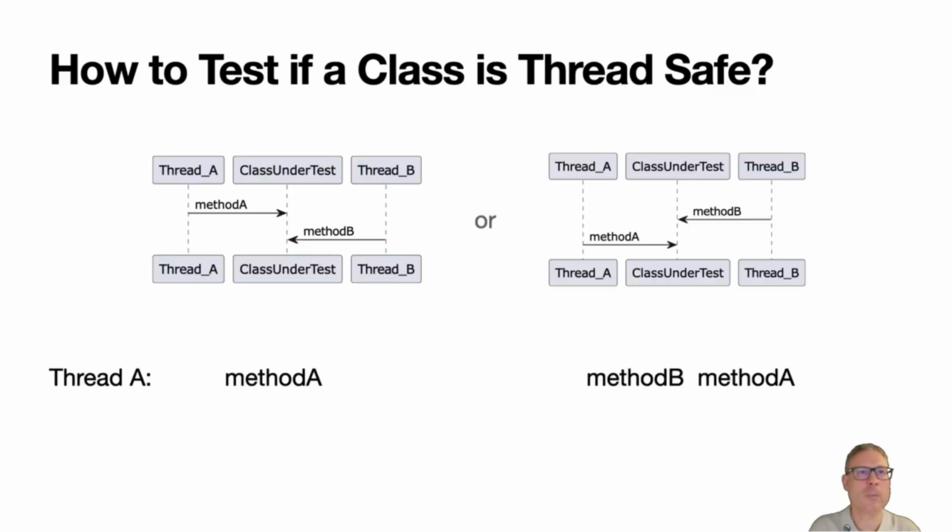And here's an example, the typical situation. We call the class under test in parallel to test that the method is atomic. Thread A calls method A and thread B calls method B. And we have again, similar as before for calculating all thread interleavings, two cases. First method A and then method B, or vice versa, method B, method A. And if we then are at thread A, we have to check either method A or method B or method A.